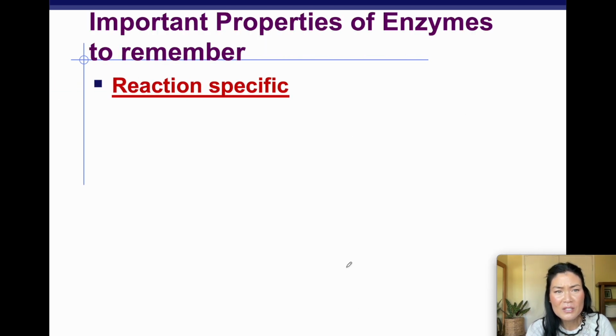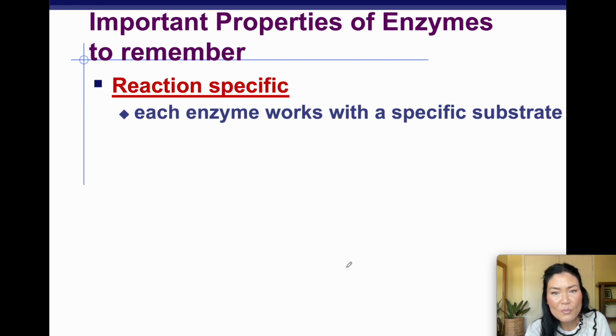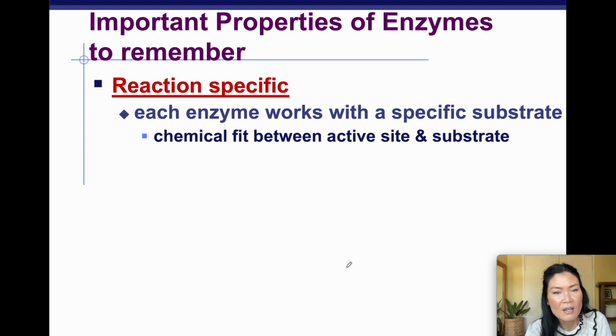So again, some important properties of enzymes is that they're reaction specific. You can't use amylase enzyme on protein. It's only going to break down starch. Each enzyme works with a specific substrate, because the substrate and the enzyme fit together. They fit into the active site. It's like a lock and key. And we'll talk a little bit about why the lock and key analogy doesn't truly work, but it is a fit.